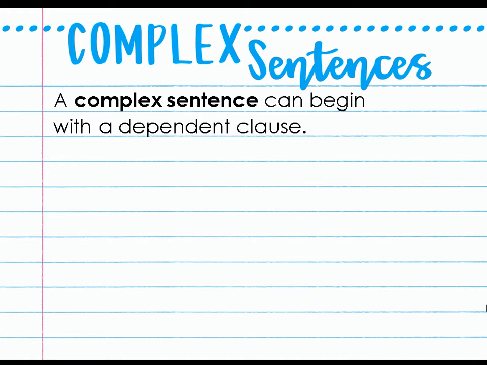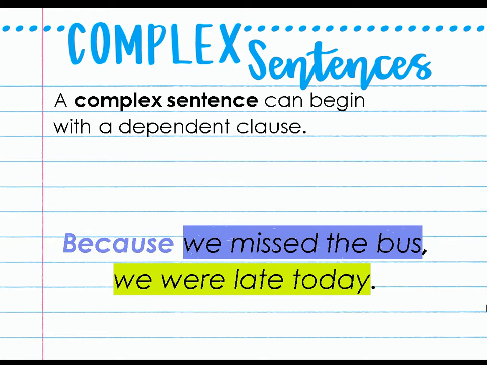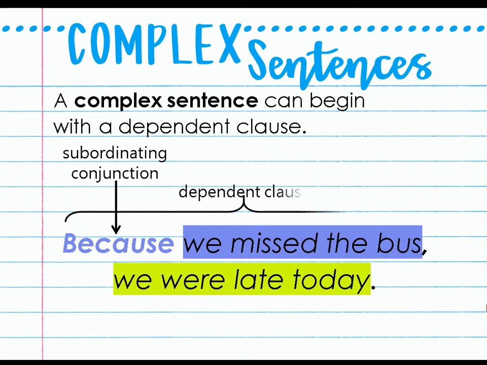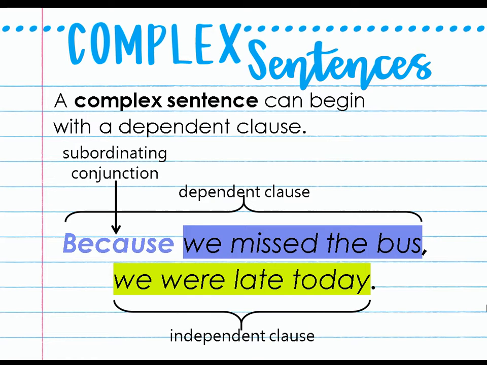A complex sentence can begin with a dependent clause. For example, because we missed the bus, we were late today. So we're starting off with our subordinating conjunction and turning that into a dependent clause. Then we follow it with our independent clause. But notice we added something to this sentence that we didn't have before. Do you see what we added? We added a comma. If you begin a complex sentence with your dependent clause, you have to add that comma before you start your independent clause.